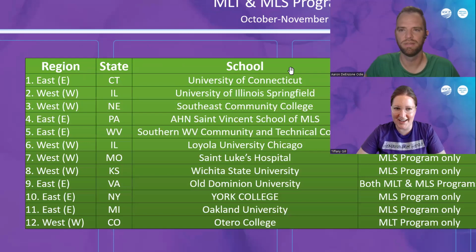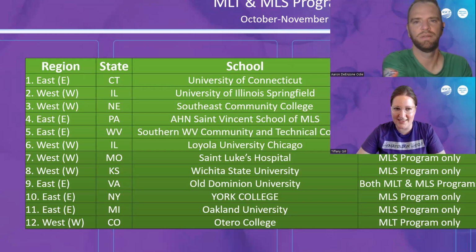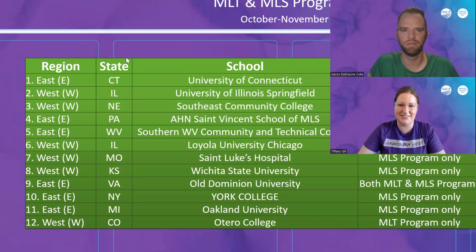University of Connecticut is on top, followed by University of Illinois Springfield, and then Southeast Community College, AHN St. Vincent School of MLS, Southern West Virginia Community and Technical College, and Loyola University Chicago. This is just this week.